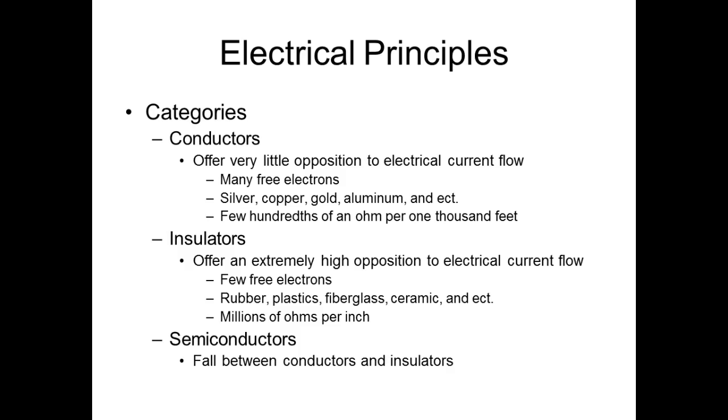Silver, copper, gold, aluminum, and so on. Aluminum is right on the edge of being a semiconductor. Aluminum has 3 in the outer shell. All our other conductors have 1. Aluminum has more resistance than copper, but what's the advantage of aluminum? Cheaper and lighter. With silver being the best, followed by copper, followed by gold.